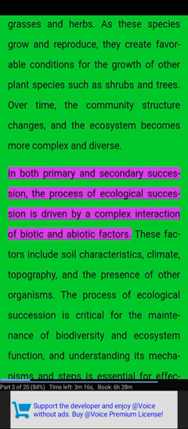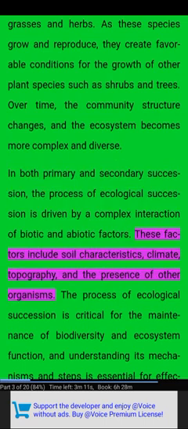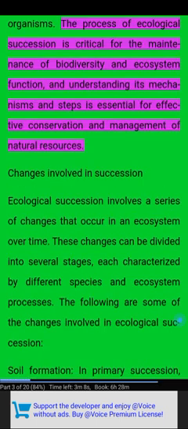In both primary and secondary succession, the process of ecological succession is driven by a complex interaction of biotic and abiotic factors. These factors include soil characteristics, climate, topography, and the presence of other organisms. The process of ecological succession is critical for the maintenance of biodiversity and ecosystem function, and understanding its mechanisms and steps is essential for effective conservation and management of natural resources.